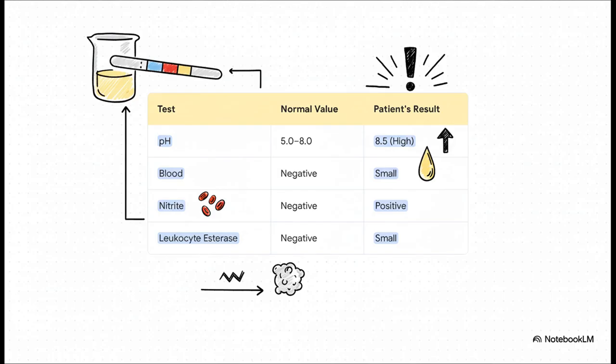And wow, look at that! Every single one is abnormal. The pH is high or alkaline at 8.5. We've got a positive result for blood, a positive result for nitrite, and a positive result for leukocyte esterase. This isn't just one clue anymore. This is a powerful pattern of findings all screaming infection.